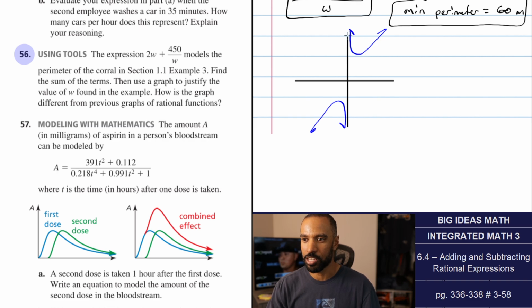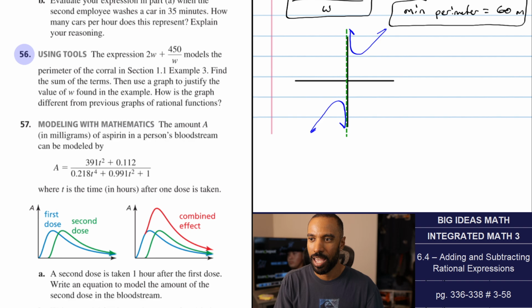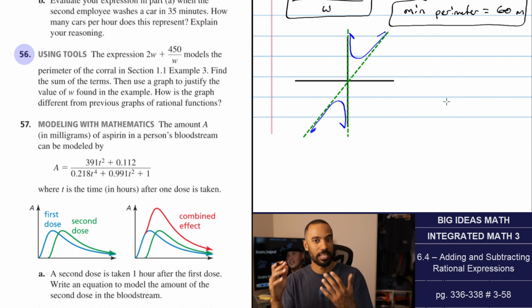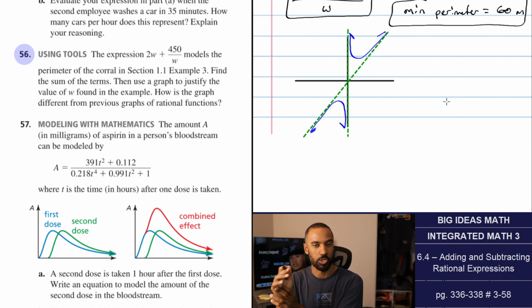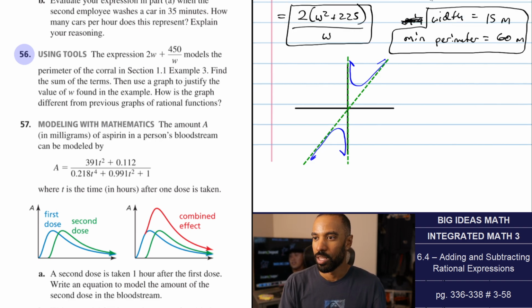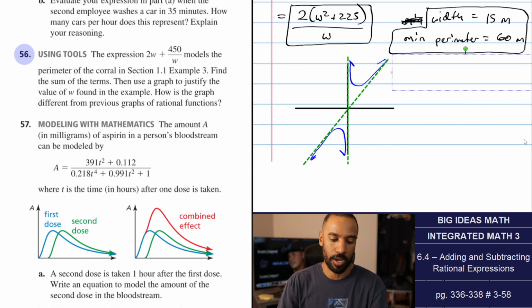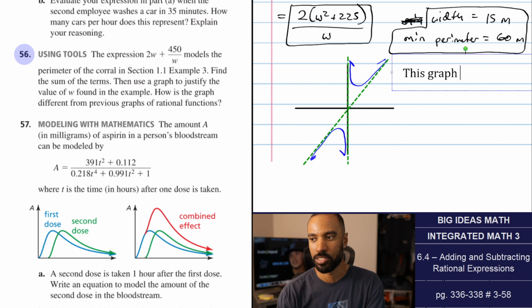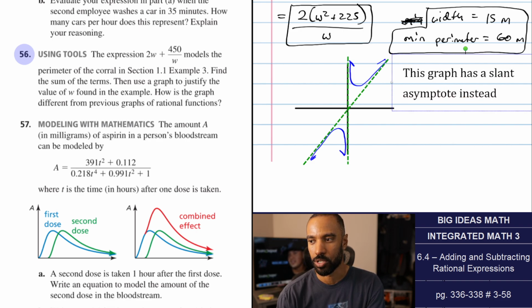But we have this vertical asymptote. We don't have a horizontal asymptote. We have something called a slant asymptote. So how is this graph different from our other ones? It doesn't have a horizontal asymptote. It has an asymptote that does something like this. You can't see it on the actual graph itself, but that's what this one is doing. So this graph has a slant asymptote instead of a horizontal asymptote.